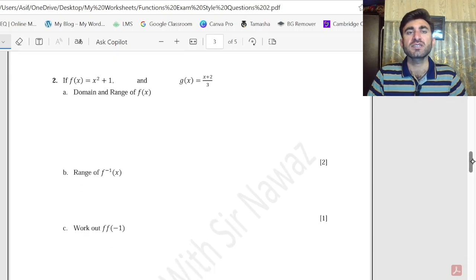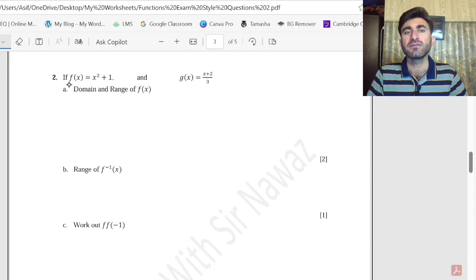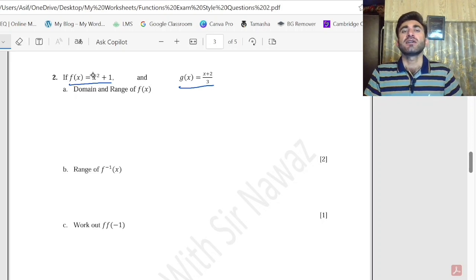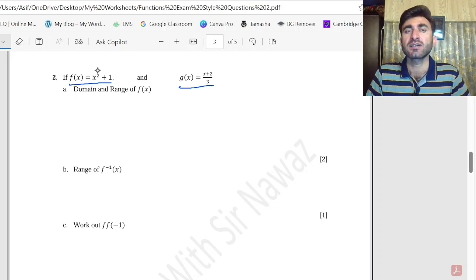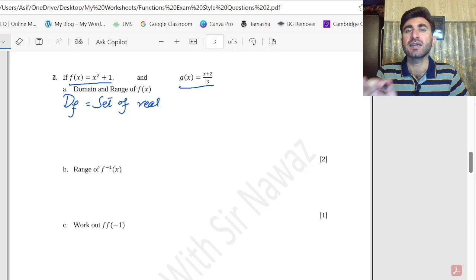Now coming to question number 2, where it stated f of x equals x square plus 1, g of x equals (x plus 2) divided by 3, and in the first part we are to find the domain and range of the function f of x. The function f of x is a quadratic function, x square plus 1. So the domain of the function, represented by Df, shall be the set of all real numbers, because we can replace any real number in this function as its input.